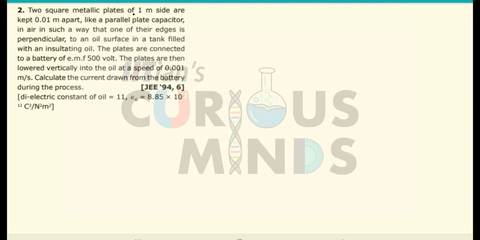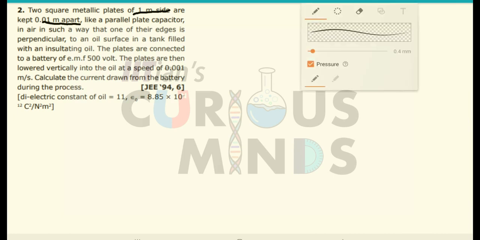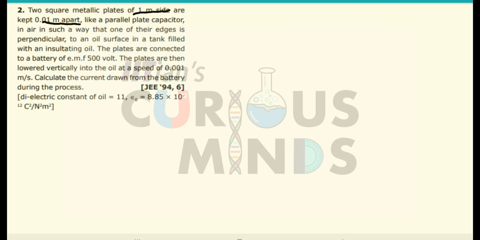Square metallic plates of side 1 meter are kept 0.01 meter apart like a parallel plate capacitor in air, in such a way that one of their edges is perpendicular to an oil surface in a tank filled with an insulating oil. The plates are connected to a battery of EMF 500 volt.